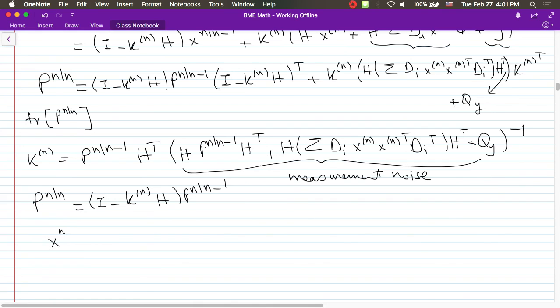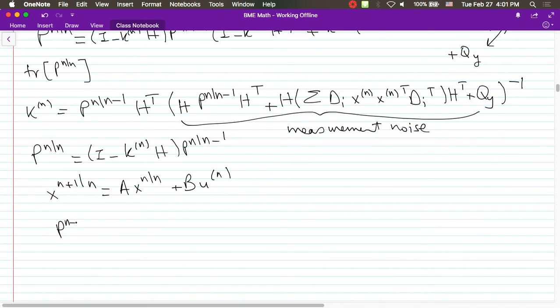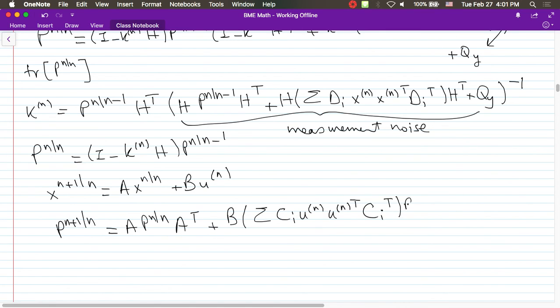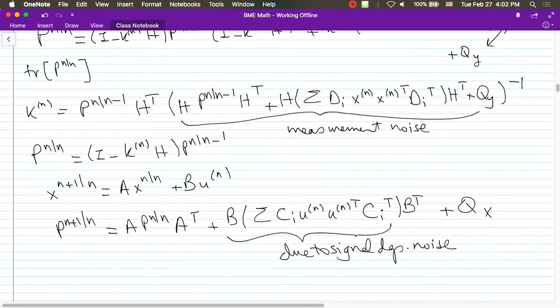And my next trial, my prior, is my posterior on the previous trial plus the input that I gave, but now what changes is my prior uncertainty. Plus B times the variance of the noise, which is the sum of Ci U of n transpose, Ci transpose, B transpose, plus Qx. So this is due to signal-dependent noise. This is a new term that we didn't have before.